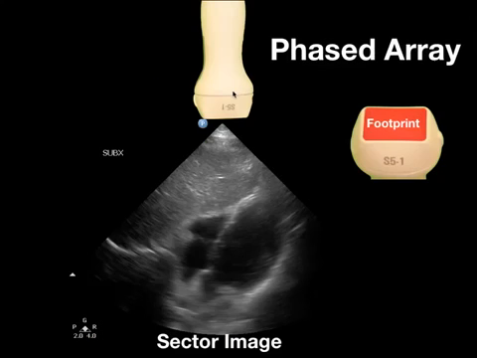An example of a subcostal window obtained using the phased array transducer, which has a small footprint and has beam steering, so you have a very wide sector image. It can fit into small areas and still provide you with a nice sector image. Here you have the liver and the 4-chamber view of the heart.